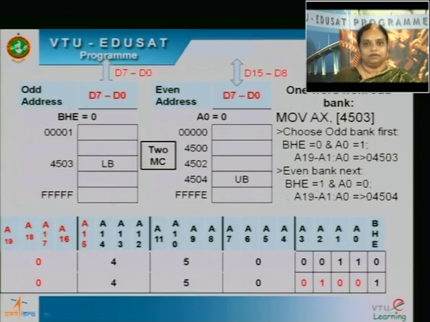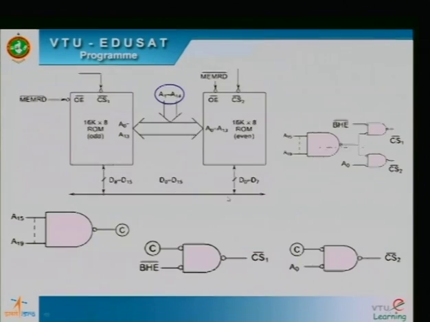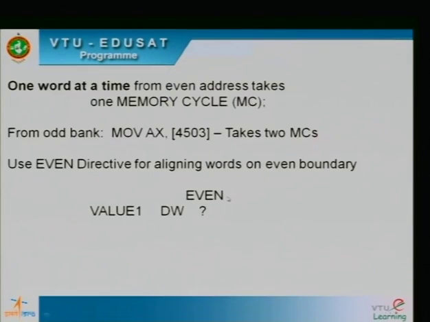If the word is stored at an odd address, you cannot access both bytes at the same time. First you have to access the odd bank and then the even bank, to get the upper byte. So it's better if I can store the word starting at an even address. To enable this, to store at an even address, we use an even directive.